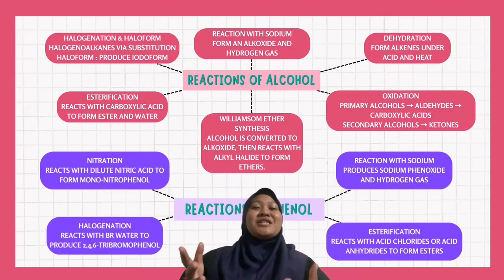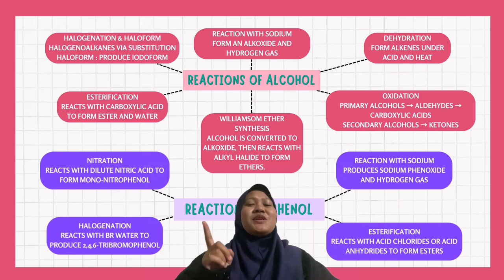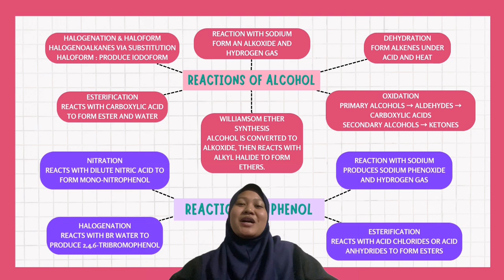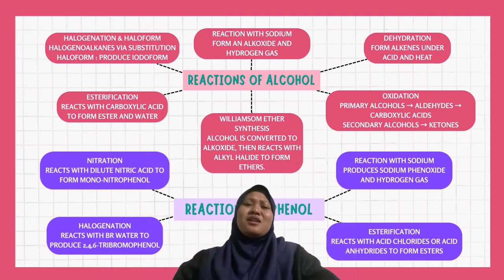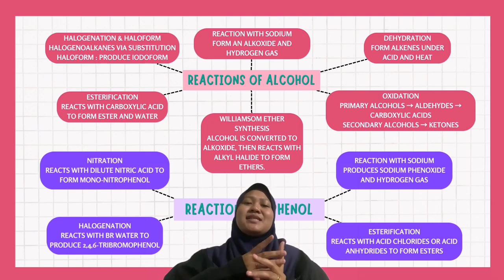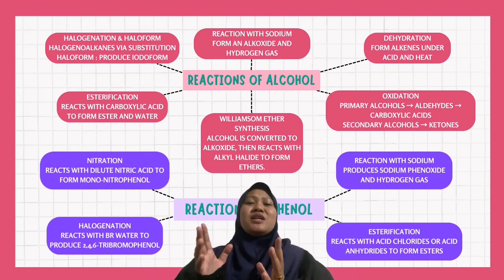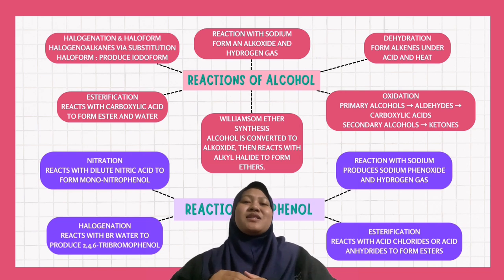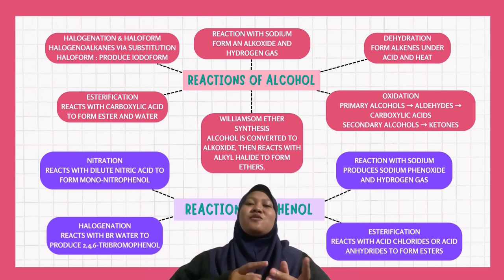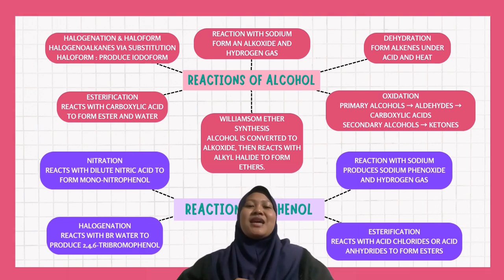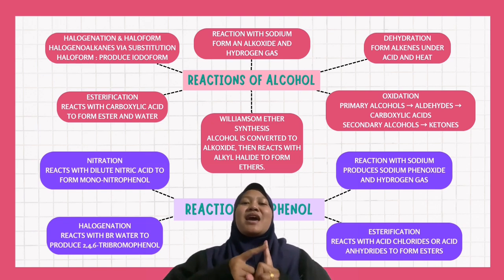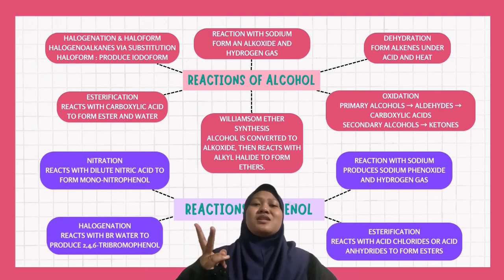Now, I will explain the reactions of alcohol. Firstly, alcohol reacts with sodium to form an alkoxide and release hydrogen gas. Secondly, alcohol can undergo halogenation and haloform reactions to produce haloalkanes and iodoform. Alcohol also reacts with carboxylic acids to form esters and water in esterification. In Williamson ether synthesis, alcohol is converted to alkoxide and reacts with alkyl halide to form ethers. Alcohol can also undergo dehydration to form alkenes under acid and heat. Lastly, alcohol can be oxidized. Primary alcohols form aldehydes and carboxylic acids, while secondary alcohols form ketones.